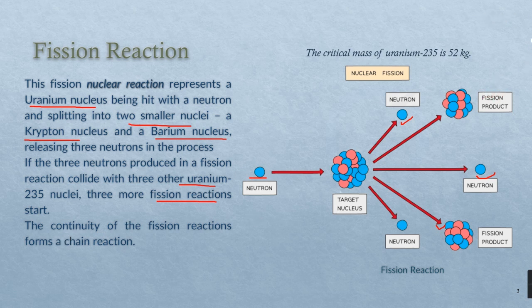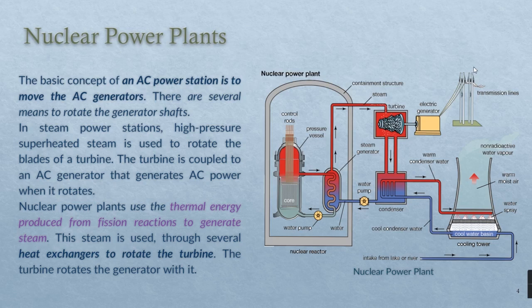The critical mass for uranium is around 52 kg of uranium nuclei, and once you reach the critical mass it can keep generating a chain reaction.